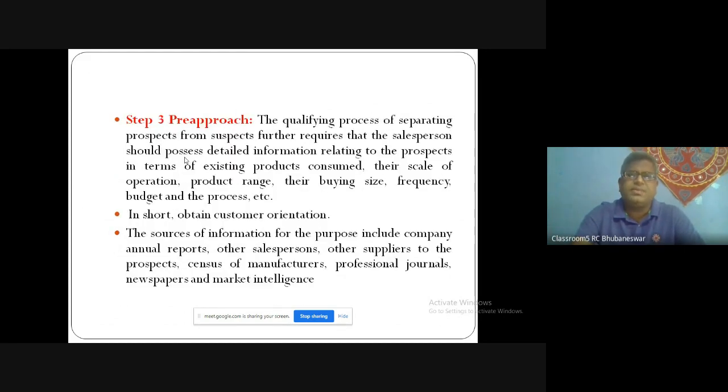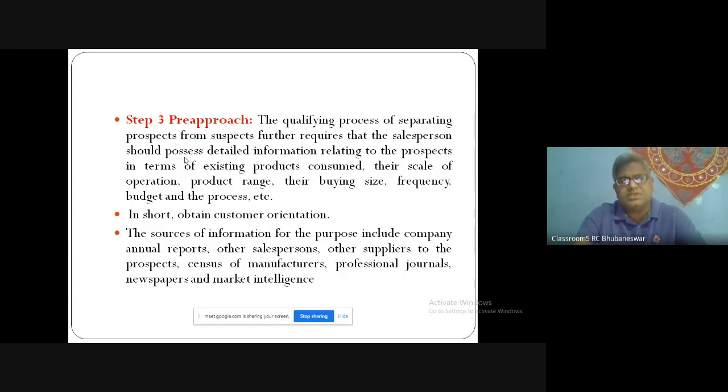Another one is the pre-approach. You can pre-approach about the scale of operation, your product range, buying size, frequency, budget, and process. Suppose you sell to Prestige company gas products, but you are also oriented towards some of the other items the company has produced. That type of product range and their buying size have to be more focused on. This is one way you can orient the customer.